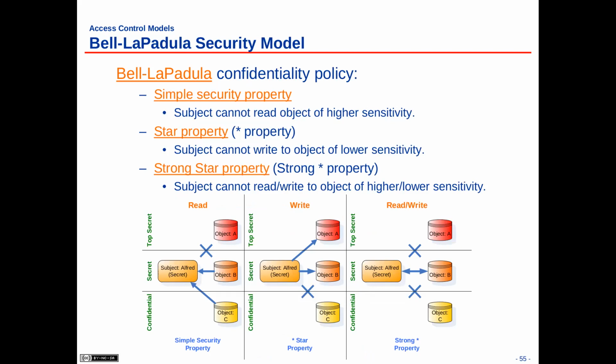So here you can see confidential, secret, top secret. Alfred, the subject here, you look right here, all right? You can see what they can do. This is just read right here, right? So they can read at their sensitivity and they can read lower, but they can't read higher. Why do you think the simple security property doesn't allow Alfred to read higher?